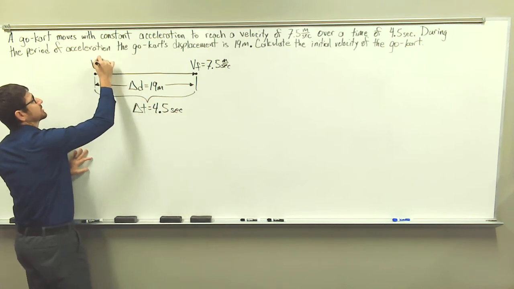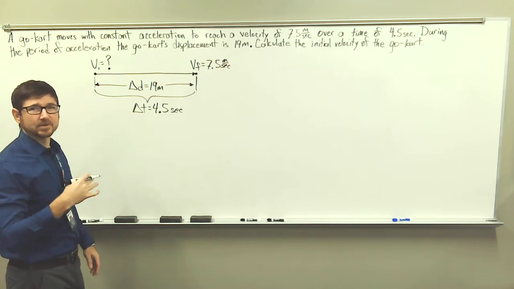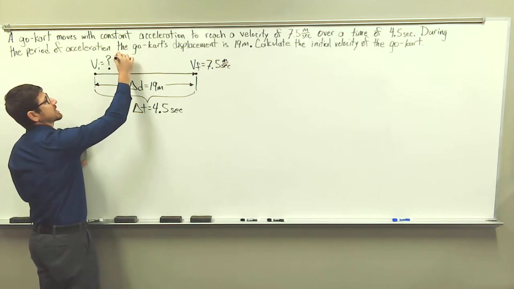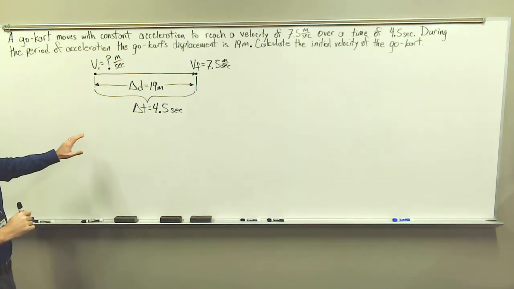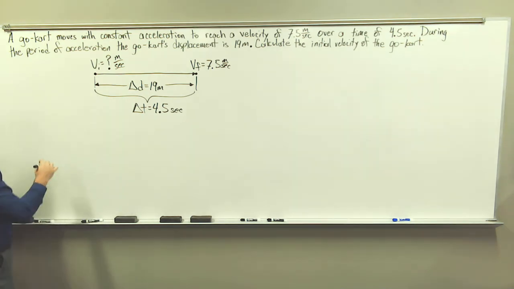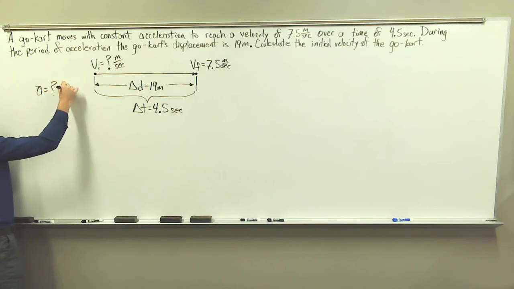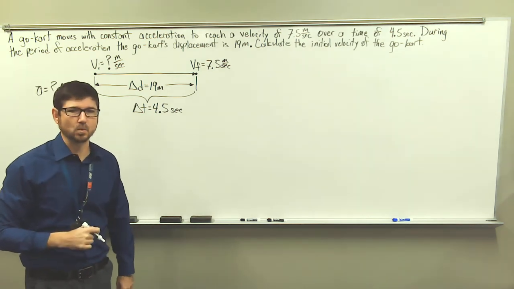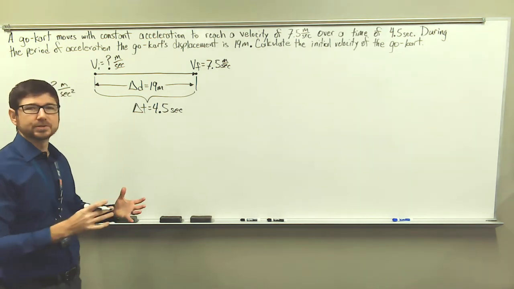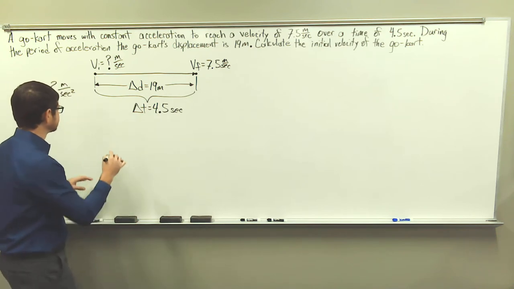And our initial velocity is unknown, but we know that we have to put this in units of meters per second. Okay? So our acceleration is also unknown. So I'm going to put a question mark there, but we know that the units must be in meters per second squared, okay? So what we're going to do is start out with the base equation for acceleration.